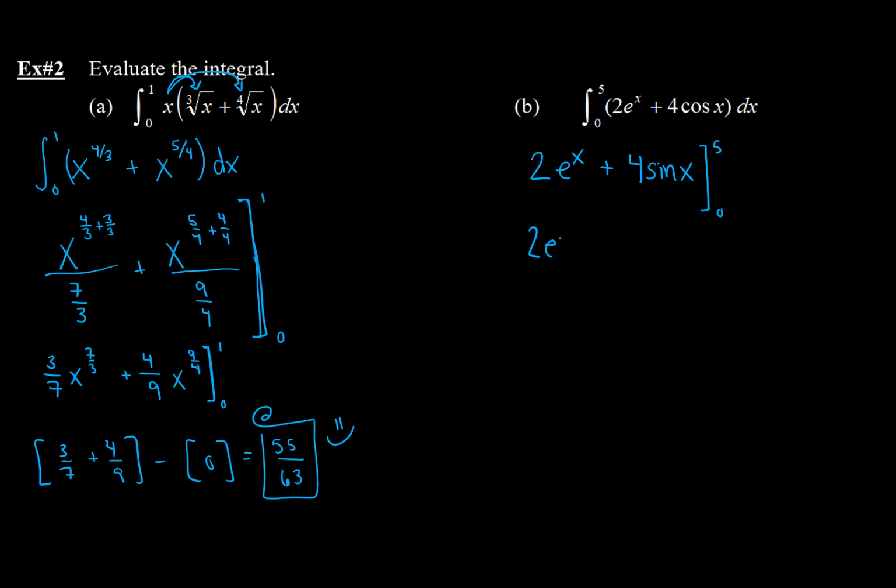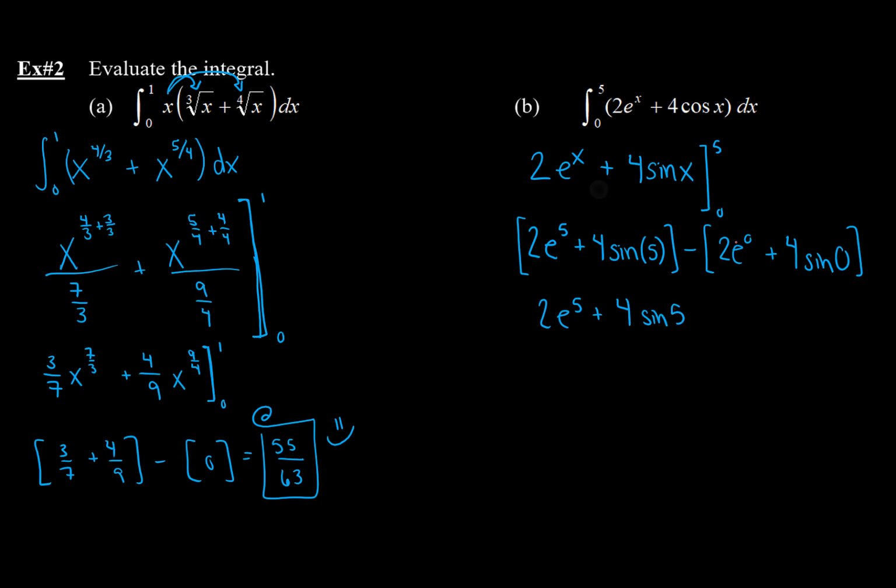So I'm going to plug in the 5 first. 2e to the 5 plus 4 times sine of 5. And I'm going to subtract from it, plugging in the 0. So 2e to the 0 plus 4 sine of 0. And I'm going to end up with 2e to the 5 plus 4 sine of 5. Just leave these values as they are. And then this is going to be 2, and then this is going to be 0. So I'm going to have minus 2 minus 0, but I don't need to write minus 0 in there.